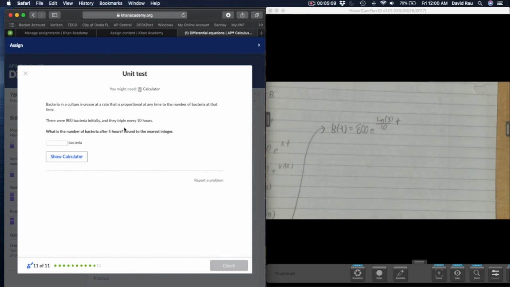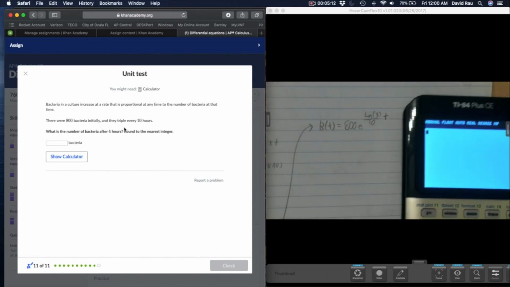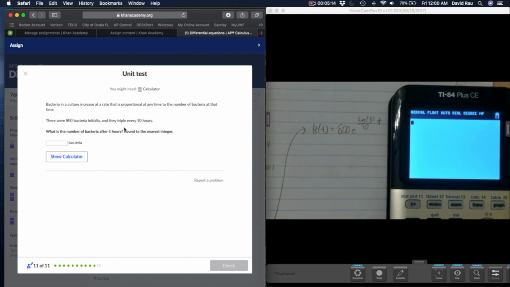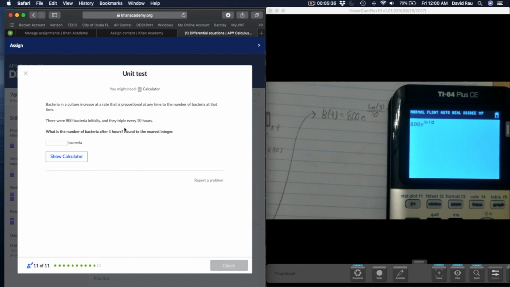Now they want to know the number of bacteria at 4. They want me to round to the nearest integer. So this is definitely a calculator question. So you might see some modifications of this. Technically, all you have to do on the AP exam is write b of 4 is 800 e to the ln 3 over 10 times 4. That is technically correct. You don't have to actually calculate the answer, but here we go. 800 e to the ln 3 divided by 10 times 4. And then rounded to the nearest integer, that would be 1,241.